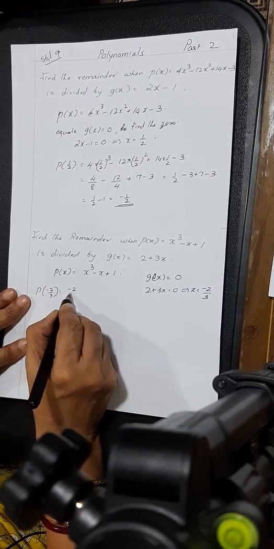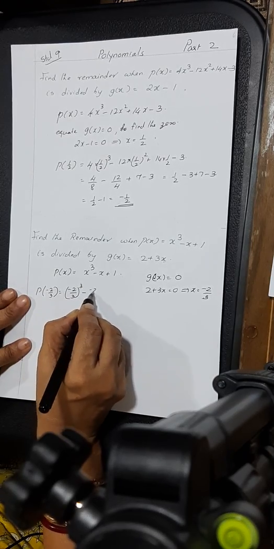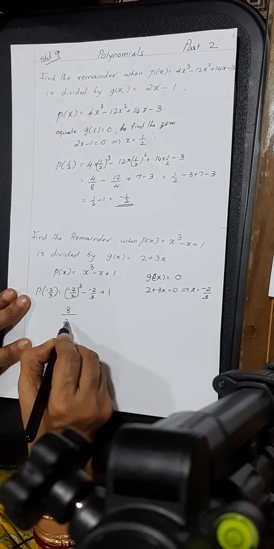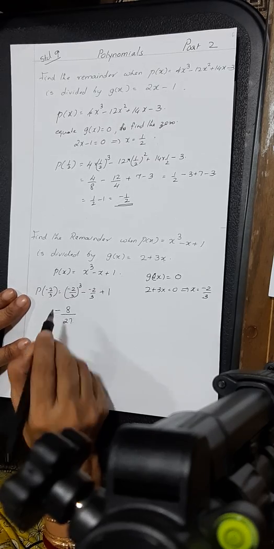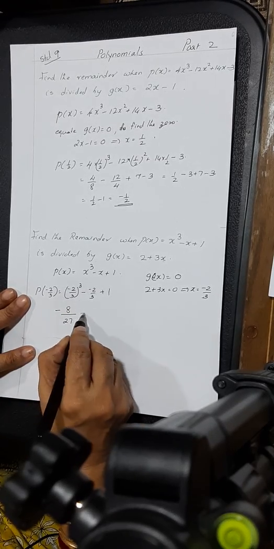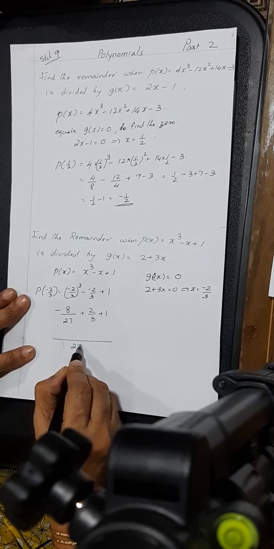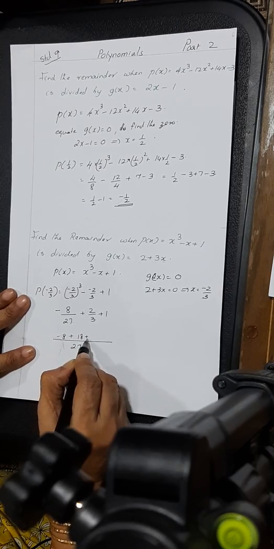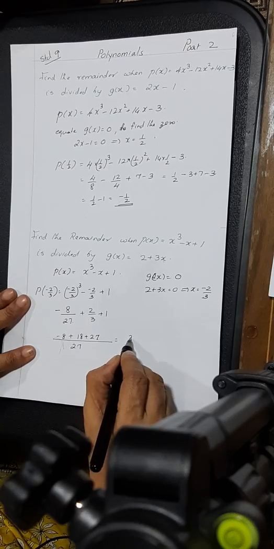So, we will put x as minus 2 by 3. So, minus 2 by 3 the whole cube minus 2 by 3 plus 1. So, 8 by 27, this is cube, so the negative will become, you will get a negative value, plus 2 by 3 plus 1. Take the LCM 27. So, minus 8 plus 3 into 9 is 18 plus 27. So, 10 37 by 27.